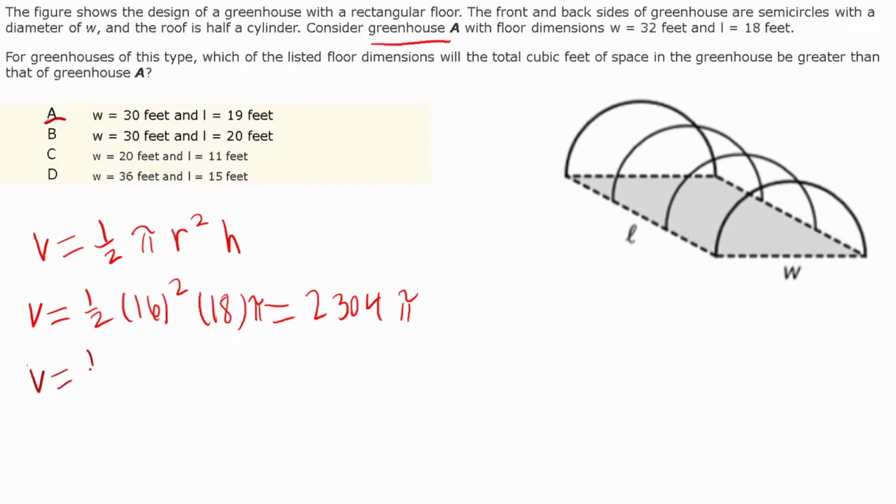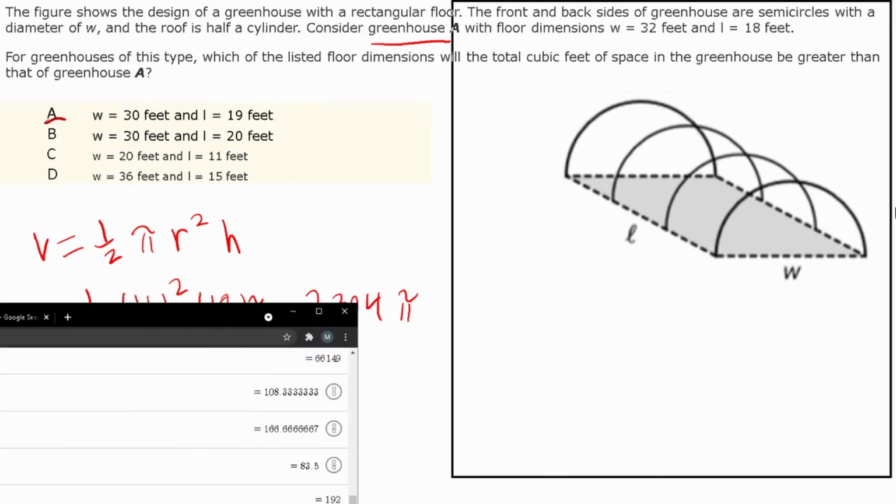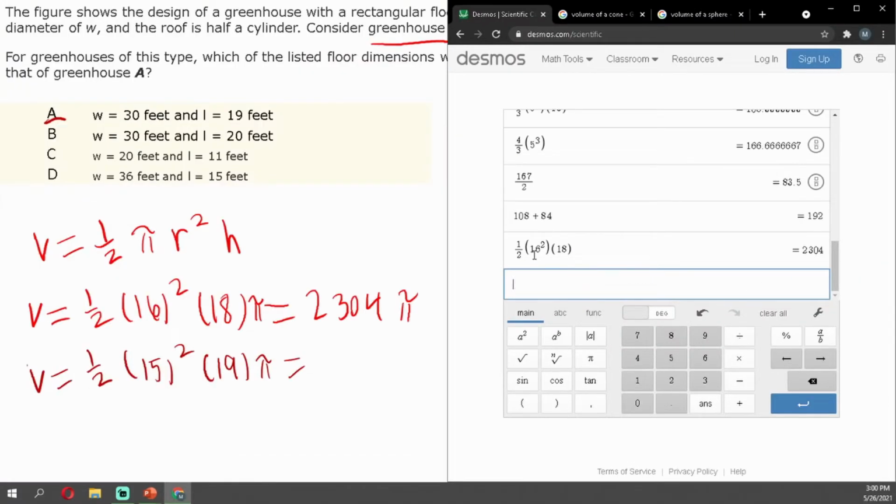We get volume equals 1/2. Half of our 30, which will be 15 squared, times 19. And we'll leave pi at the end. So we plug this in. If you're on Desmos, all you have to do is erase the 16, make it into a 15. So let me actually show you. If we're on Desmos, this is really easy. All you do here is go 15. And then here, 19. And there we go. We got our answer right here.